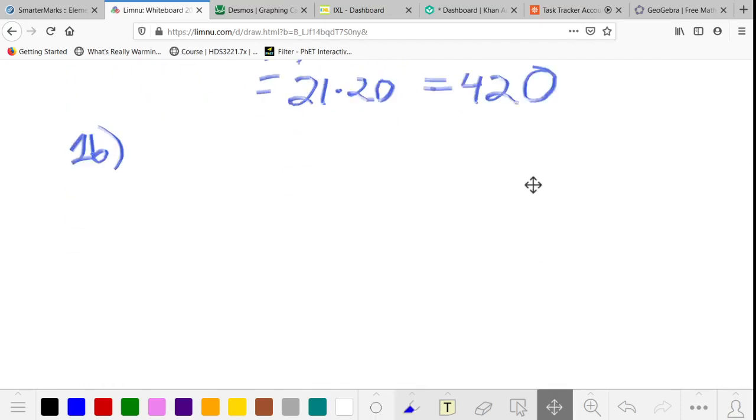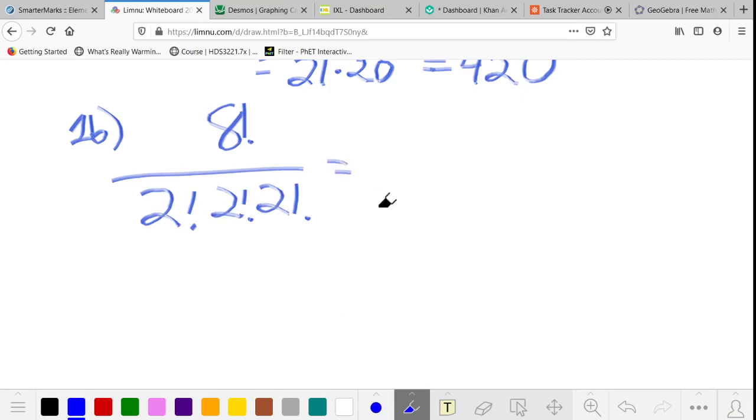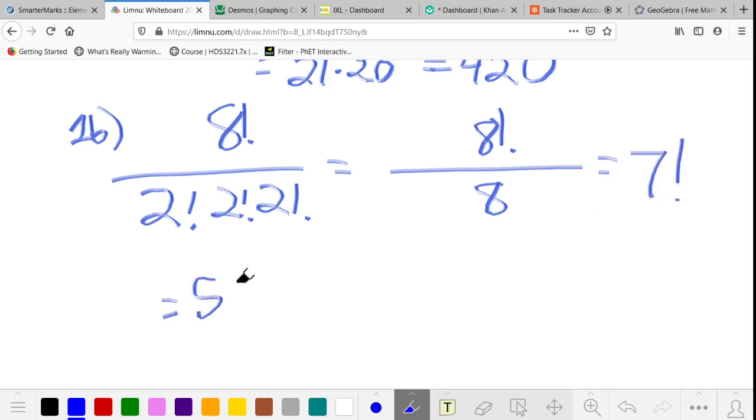1b, we have to calculate 8 factorial over 2 factorial, 2 factorial, 2 factorial. Well, that denominator is just 2 cubed, so that's 8. 8 factorial over 8 is 7 factorial, which is 5040.